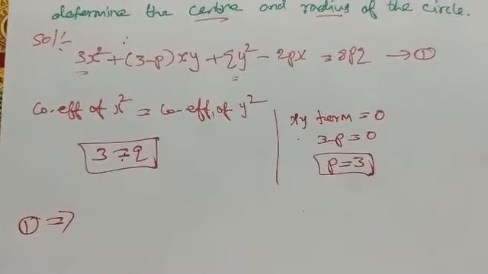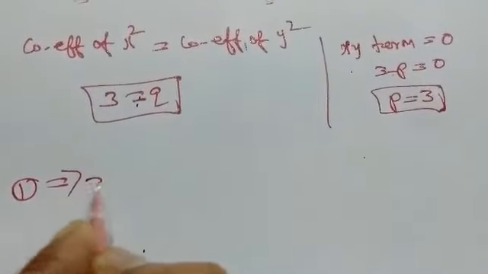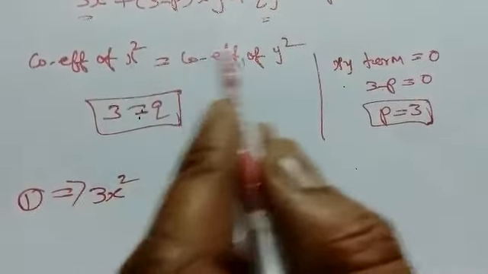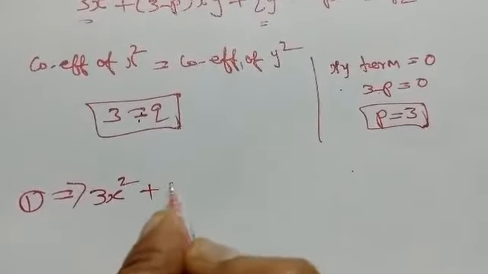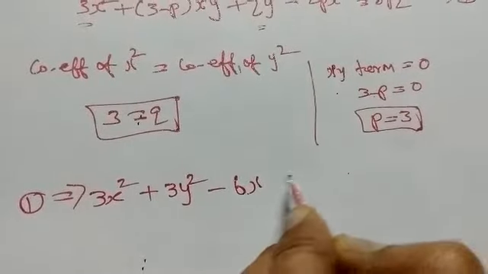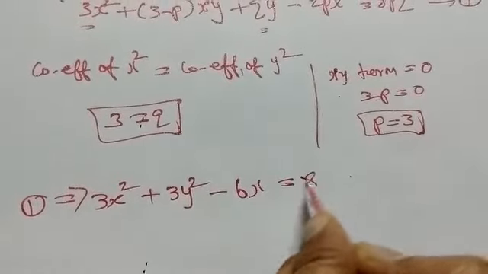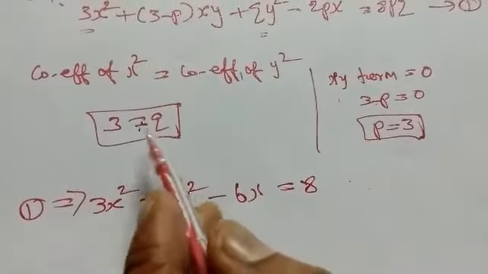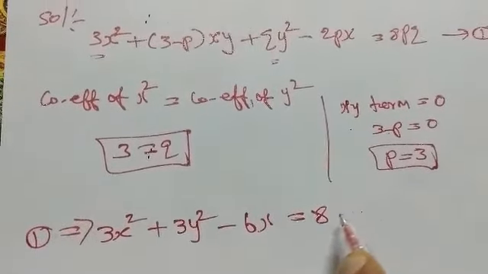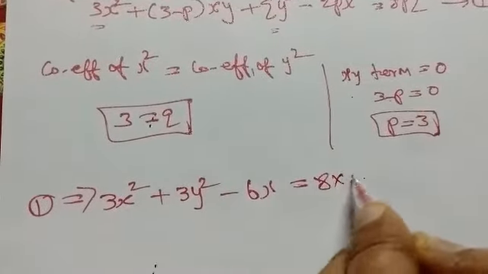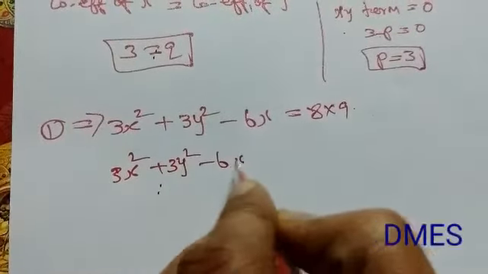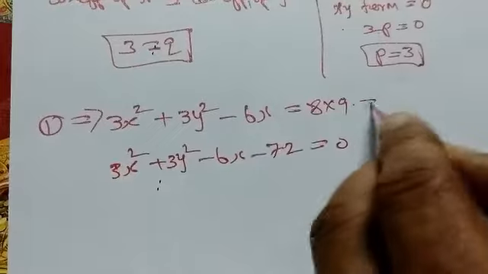So what we get: 3x square, q is 3, p is 3, 3 minus 3 is 0, 0 into xy is 0, plus q is 3, 3y square, minus 2 into p is 3, 2 threes are 6x, equal to 8 into pq. P is 3, q is 3, 3 threes are 9, 8 nines are 72. So 3x square plus 3y square minus 6x minus 72 equal to 0.